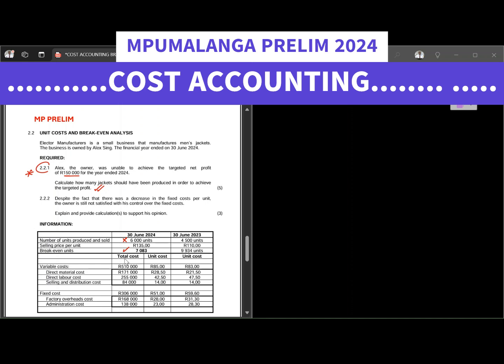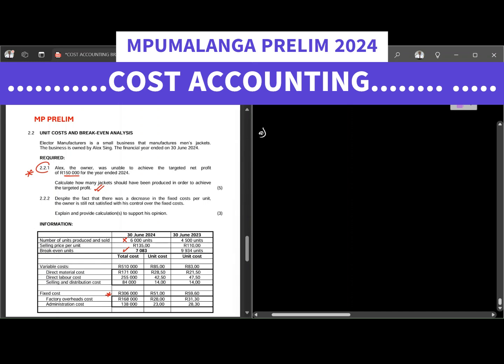So here we are producing below the break-even point. So we're already making a loss. That means we cannot even cover our total fixed cost. We are making a loss. So we cannot use this fixed cost here. That would be making a huge mistake. So I'm going to show you two ways in which we can do this one. Let's start with the A method.